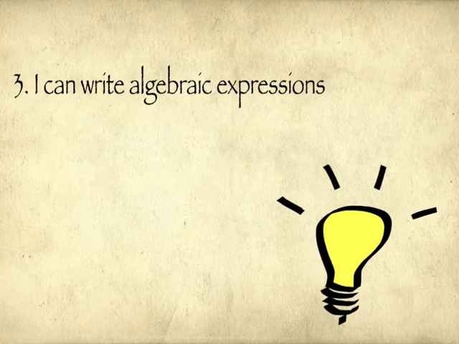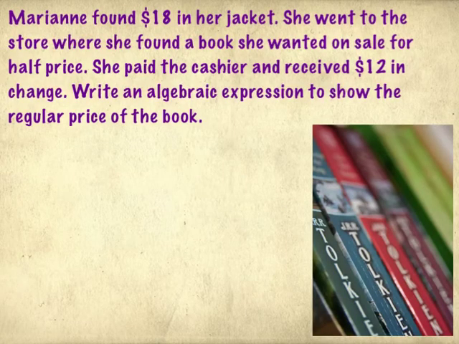And this last one's just a review. We're going to write algebraic expressions, which is actually what we were just doing. So, Marianne found $18 in her jacket. Yay, Marianne. She went to the store where she found a book she wanted on sale for half price. She paid the cashier and received $12 in change. Write an algebraic expression to show the regular price of the book.